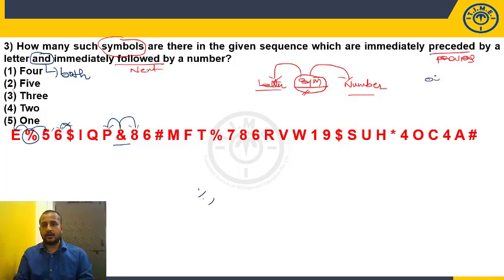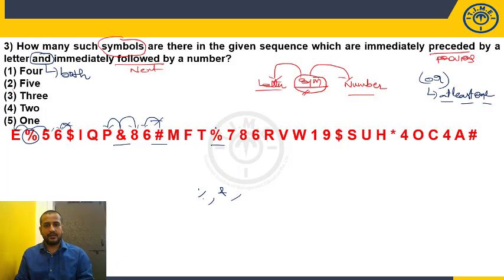Sometimes you may be given or instead of and. The connective term or also may be given. Or is nothing but at least one condition. It may be immediately preceded by, or it may be immediately followed by, or it may be both also. At least one condition. Remember this point. Now, what is the next symbol? Hashtag. Is it immediately preceded by a letter? No. So, not required. And percent is already there.